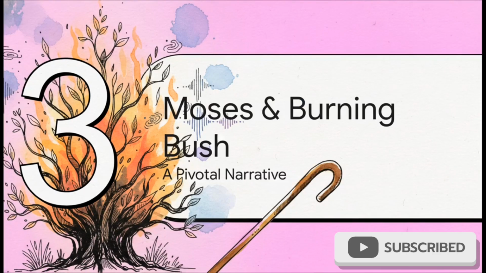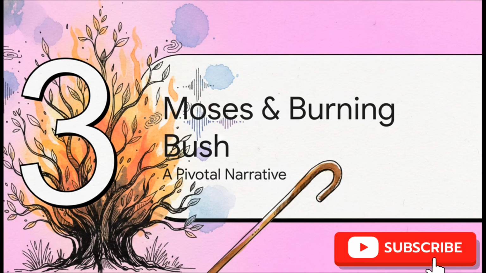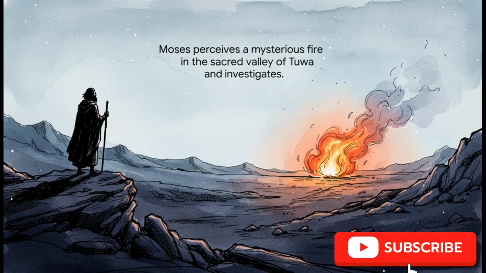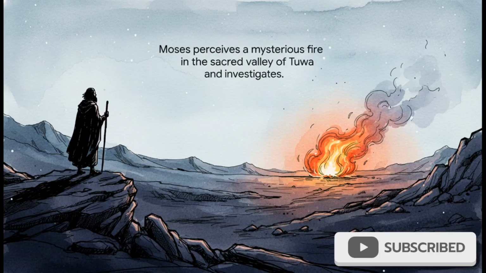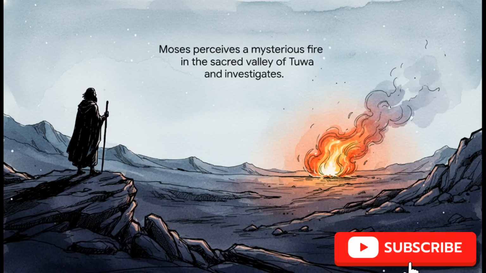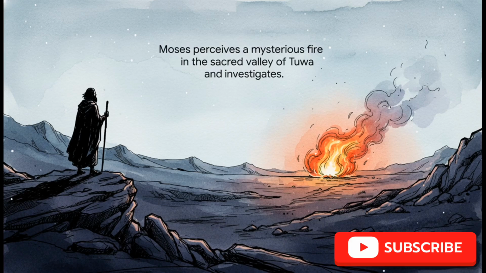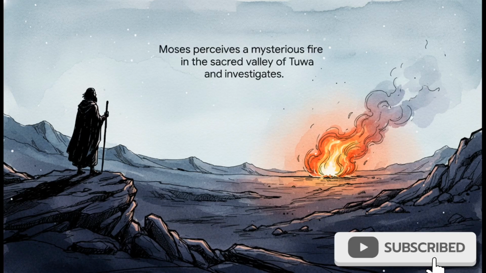Let's dive into Section 3, Moses and the Burning Bush. Try to picture this scene for a second. Moses is traveling through the dark desert with his family. They're vulnerable, they're cold, and they desperately need direction. Suddenly, way off in the distance, he spots a mysterious fire in the sacred valley of Tuah.